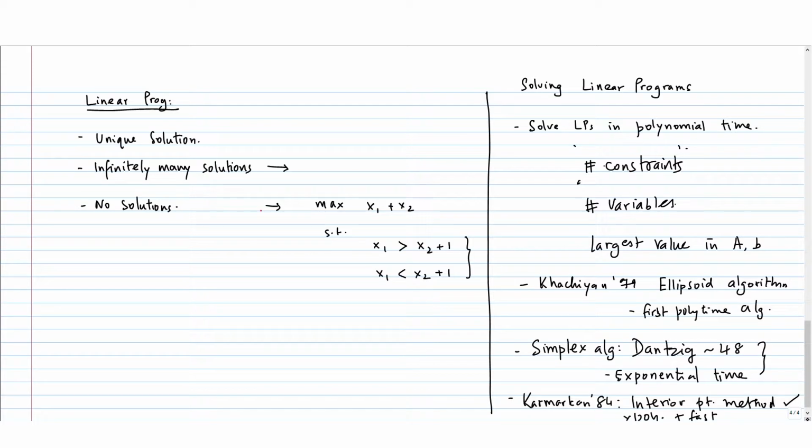There are other theoretical advantages of Khachiyan's algorithm, in that the number of constraints could even be exponential, and in some cases even with an exponential number of constraints you can still solve the problem in polynomial time. So we won't go into all these details. We just want to know what linear programs are and the fact that linear programs can be solved in polynomial time.